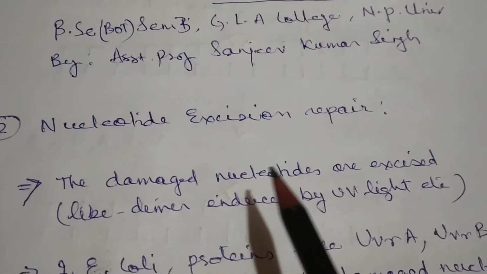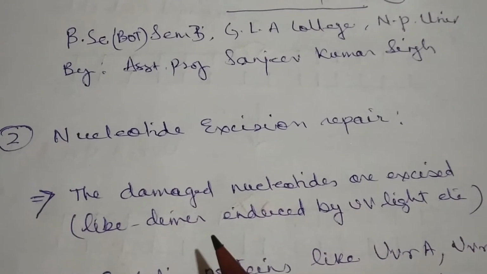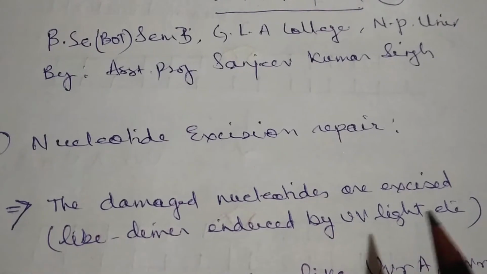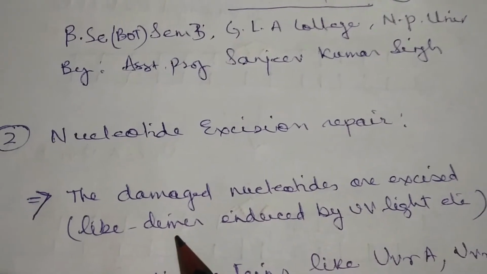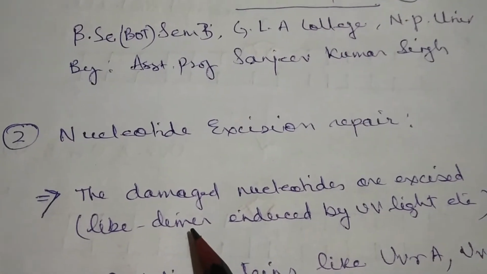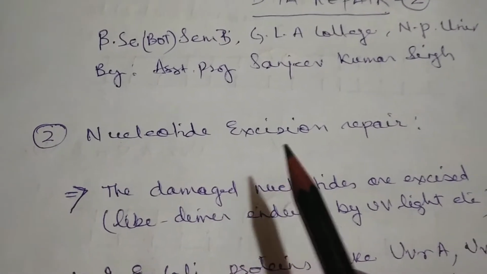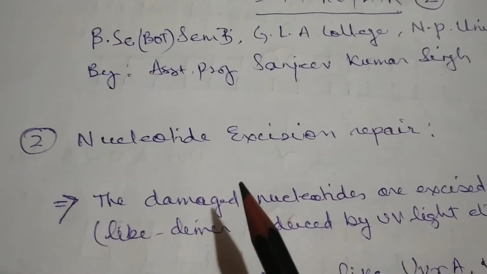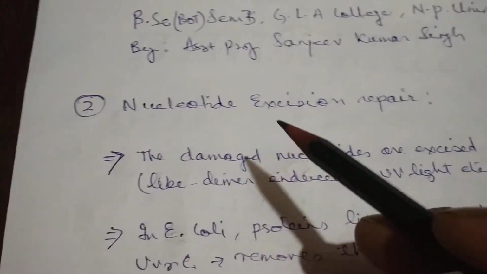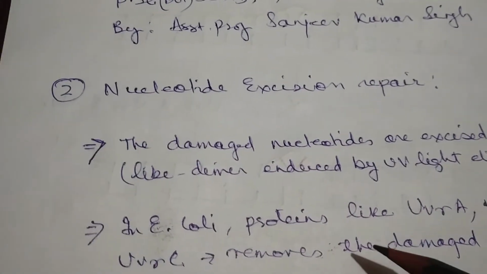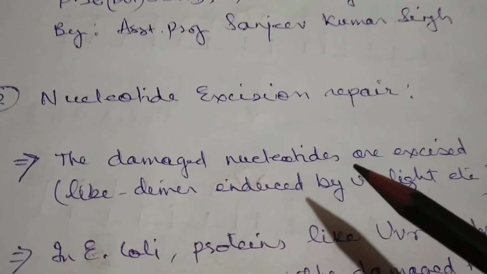Now the damaged nucleotides are excised, like the dimer which is induced by UV light or some other factors. A dimer is a structure where two adjacent thymines in one strand tend to join together. So when the new strand is being formed, proper pairing does not take place. So this dimer needs to be removed.